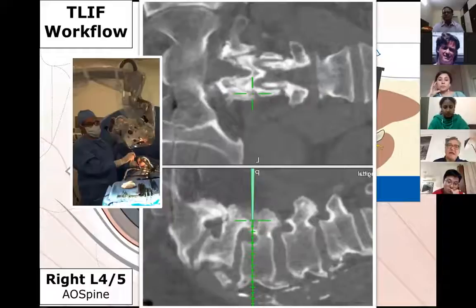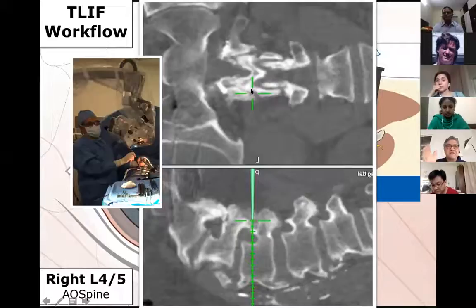Initially, if you haven't done that, it sounds like overkill. However, once you start using navigation, it comes in very handy. For example, here you're going to drill and you want to get into the pars to disengage the inferior articulating process. So you can look at the navigation.